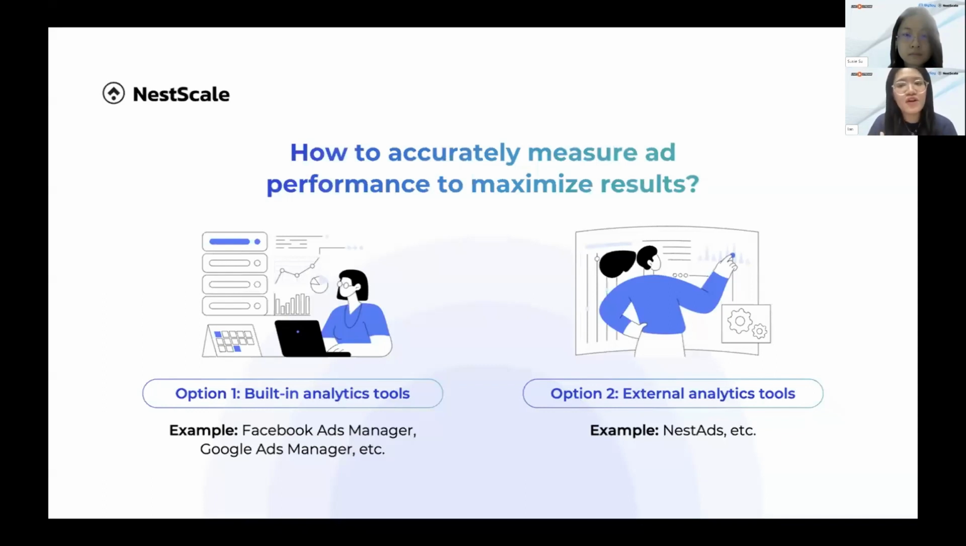Once we have determined our metric KPIs, it's time to measure the effectiveness of our ad performance and maximize our results. As to how to do this, there are two most popular options. One, using built-in analytic tools like Facebook Ad Manager and Google Ad Manager, and the second option is using external analytic tools like NestScale.